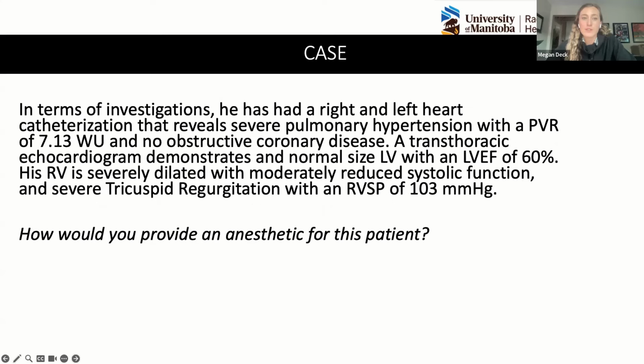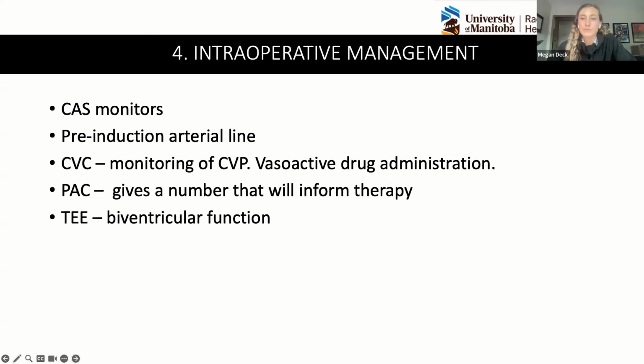In terms of investigations, he had a right heart catheterization that revealed pulmonary hypertension with a PVR of 7 Wood units and no obstructive coronary disease. He had a transthoracic echo that demonstrated a normal size LV with an EF of 60%. His RV was severely dilated with moderately reduced systolic function and severe tricuspid regurgitation with an RVSP of 103. So again, keep this in mind, but think about how you might provide an anesthetic for this patient.